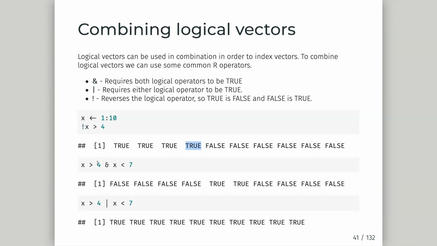Very usefully, we can actually combine operators together. So we can say, give me all the values greater than 4 and less than 7. So it's only going to be 5 and 6. And then we can also do or, which is totally useless here: all the values greater than 4 or less than 7. Everything's true. Okay.